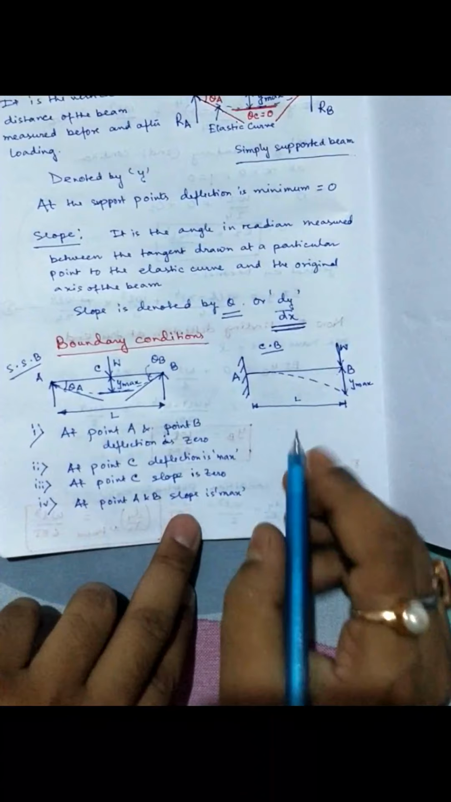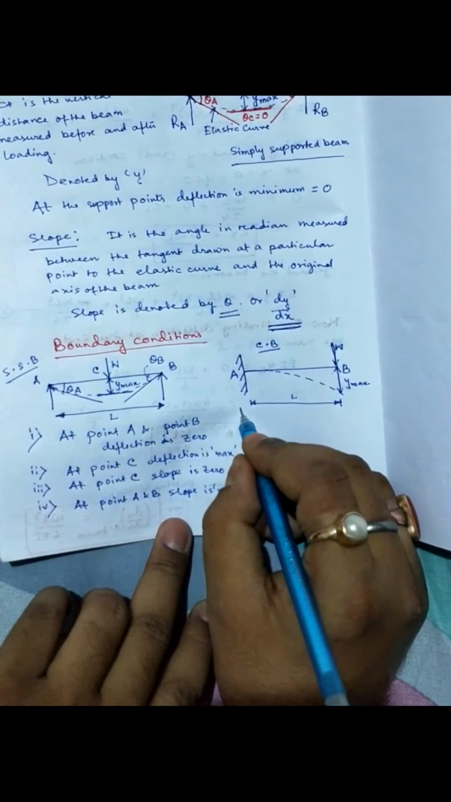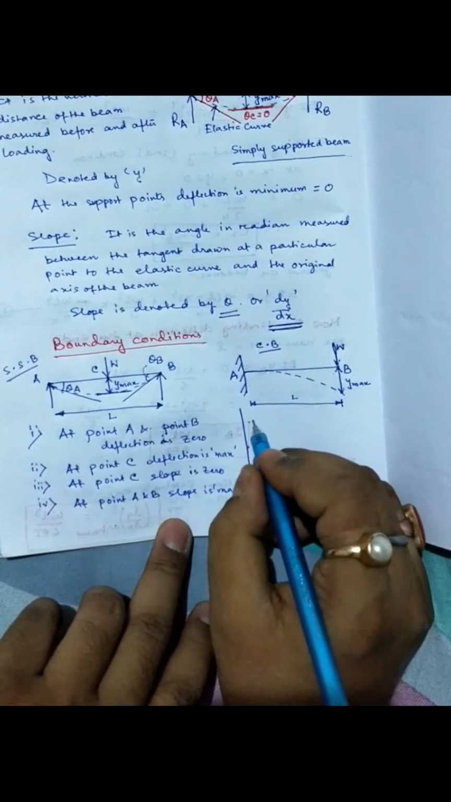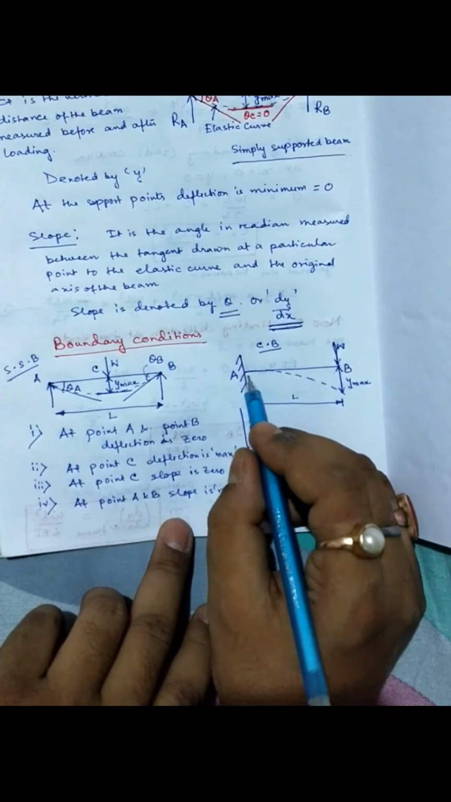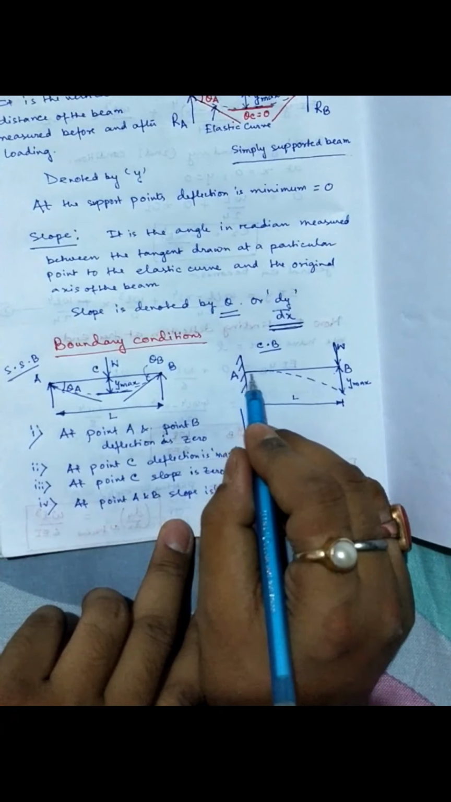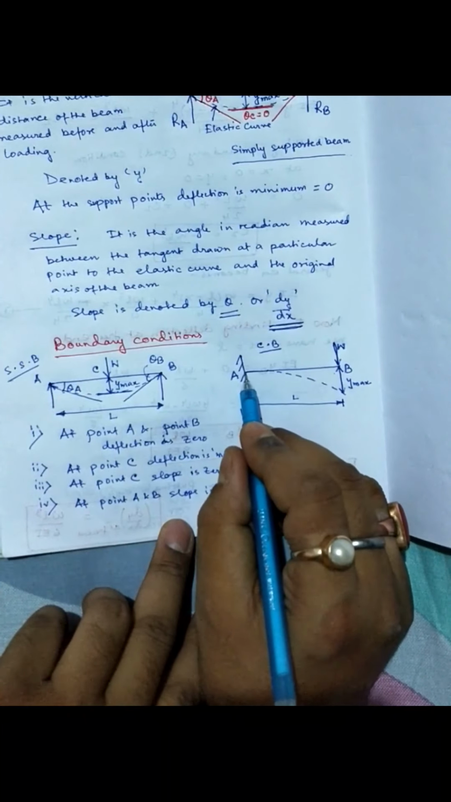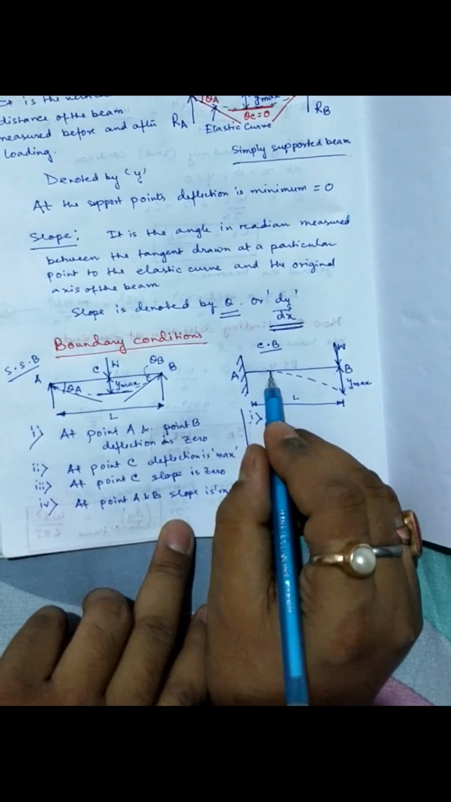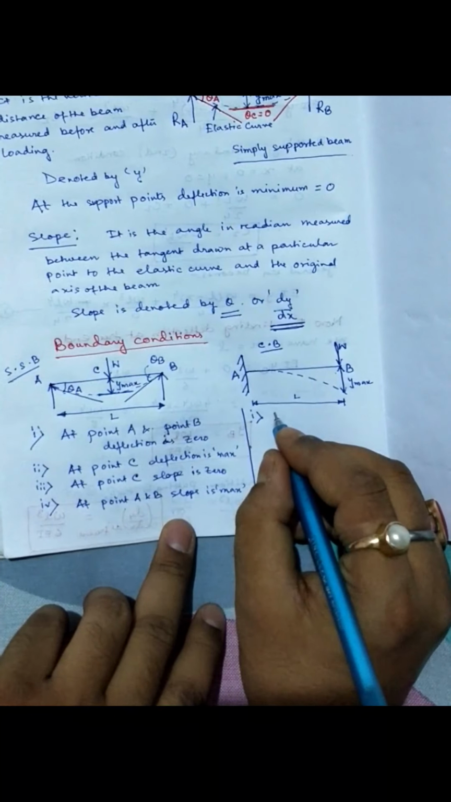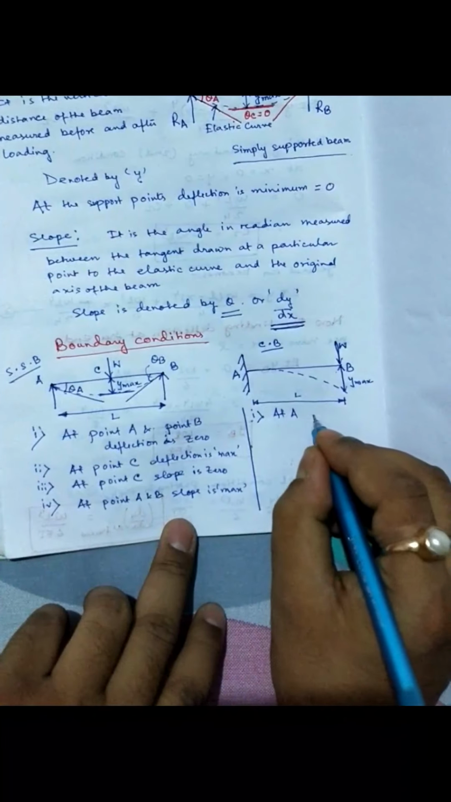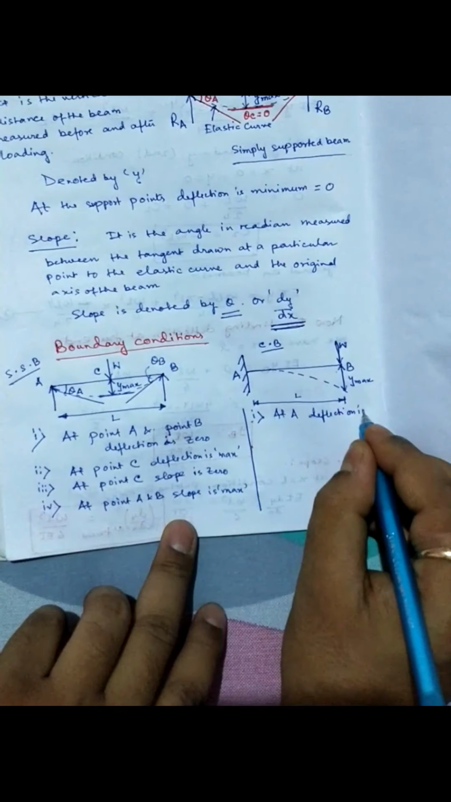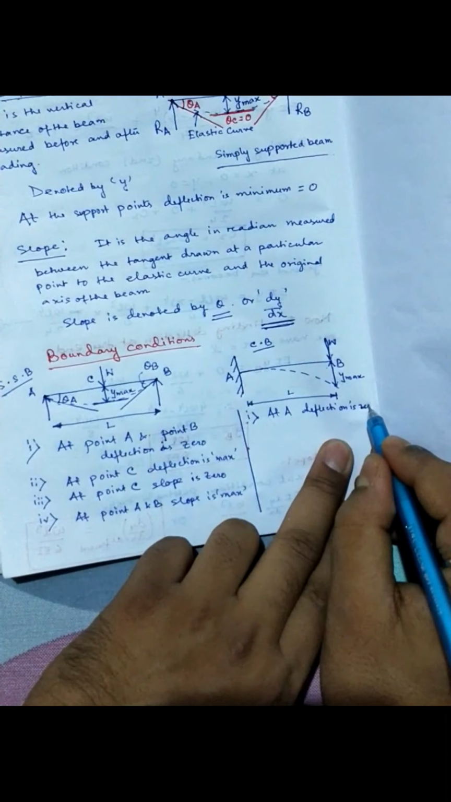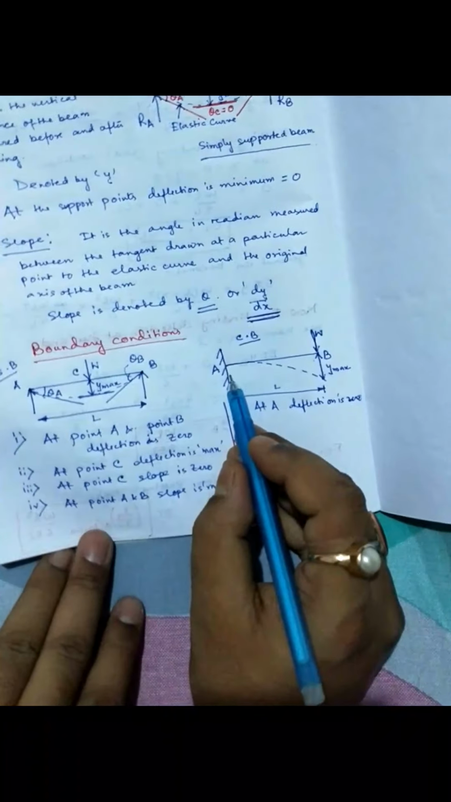Now in case of cantilever beams, if you want to find out the boundary conditions, number 1, let us consider the deflection at point A. As I have already said, the bending of the beam will start from a little bit of distance after point A. That means the deflection at A will be 0. There is no deflection, so the deflection is 0.